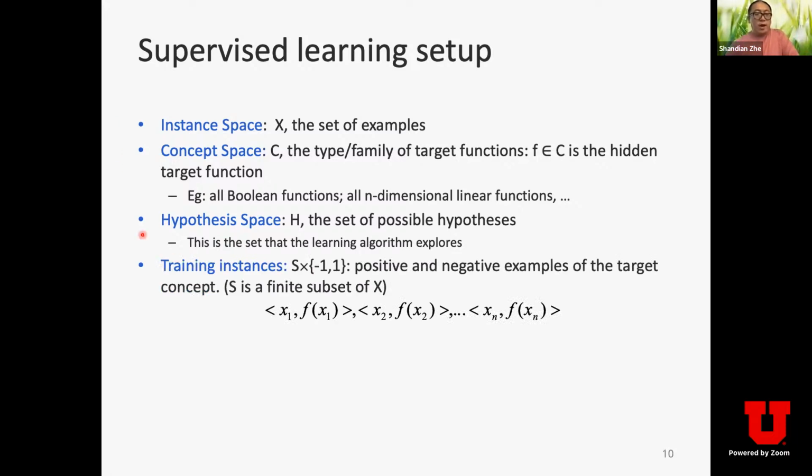And also, you got a set of training instances, or training data set, right? So this S is just a finite set of examples. And the labels -1 and 1 here, we just assume we're doing a binary classification problem, right? So the training instances are representing the pairs of the instance and their label. Okay? The label is labeled by the target function.